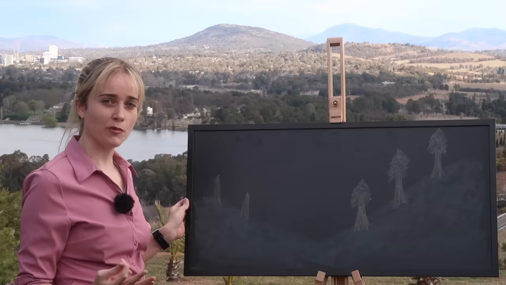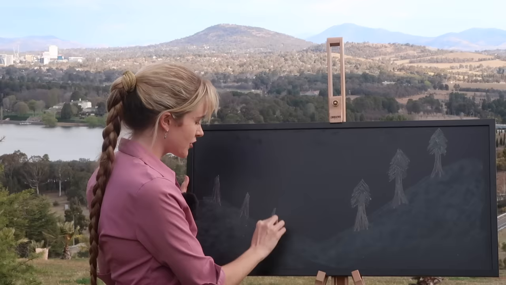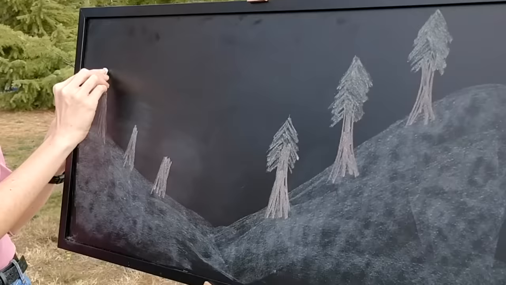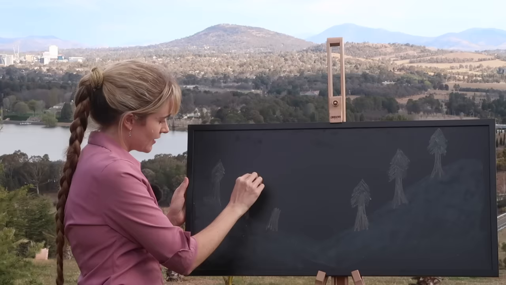So we're going to start off this lesson by drawing some trees on a sloping hill, much like the one behind me today. These are happy little trees, and there are lots of forests around the world filled with trees, each of them different. So I want you to feel your stress melt away into the leaves of the trees.